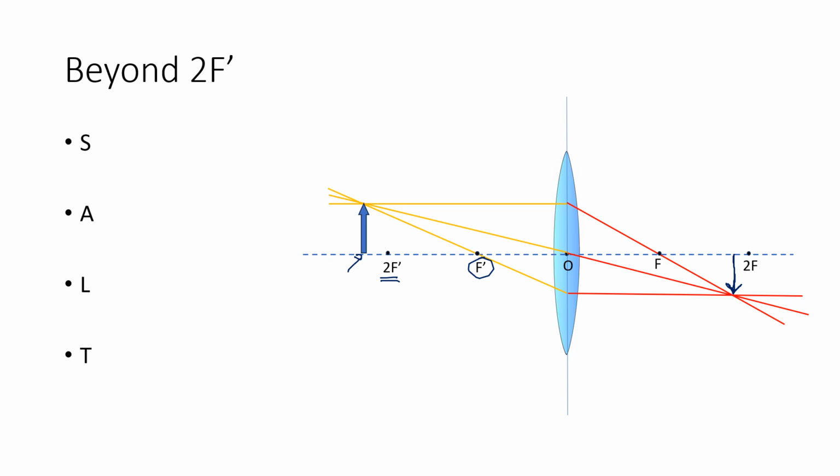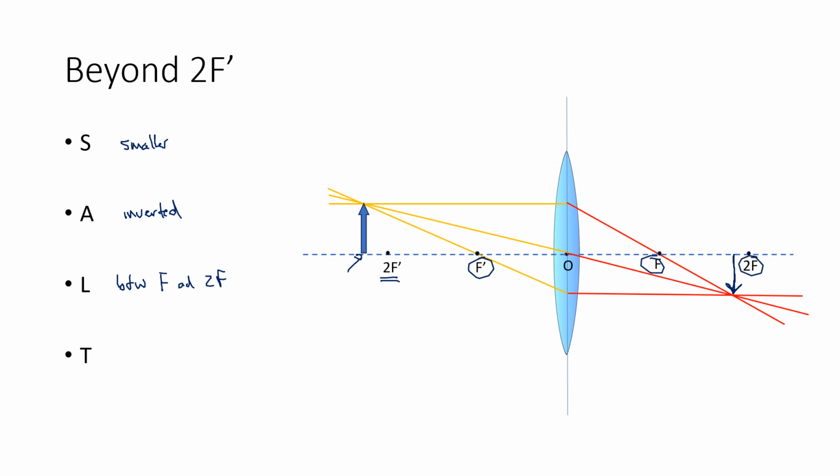So now to describe this image, we'd say that the size is smaller than the object. The attitude is inverted. The location is between F and 2F. There's F and there's 2F, so in between there.